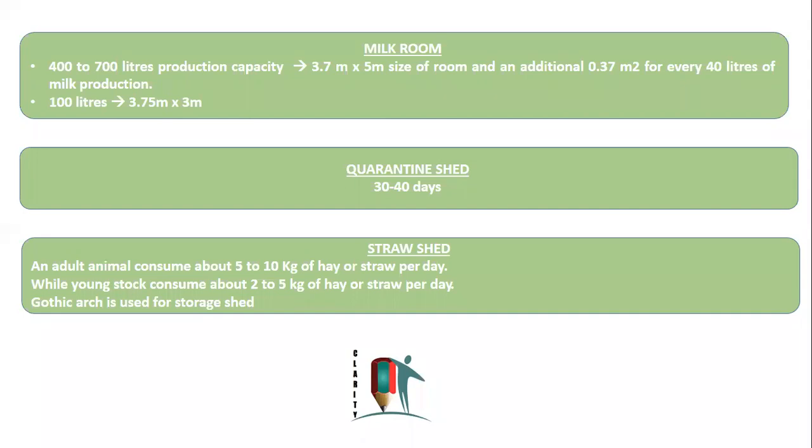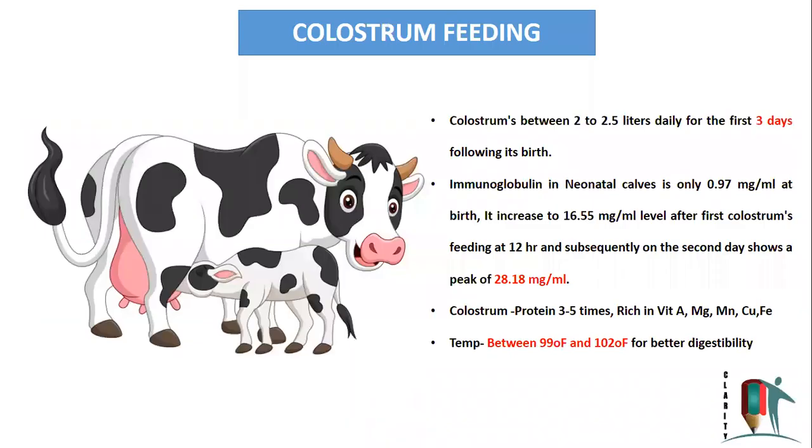Then coming to the straw shed, जहाँ पे कि आप straw रखेंगे. The straw is a feed or fodder for the cow. An adult animal consumes about 5 to 10 kg of hay or straw per day. Just a general idea, you need to remember what type of shed should be. It should have Gothic arc. Many types of arc are there, but for straw keeping, the shape should be Gothic arc.